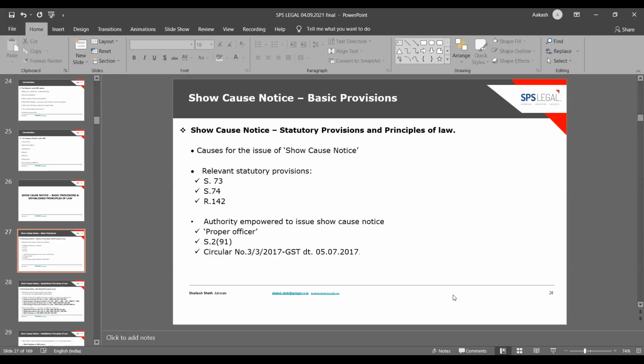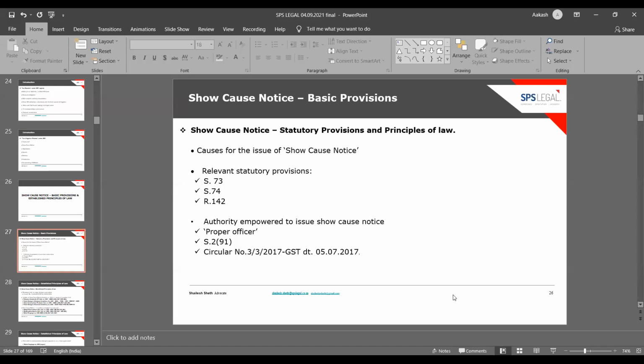Friends, for the show cause notice, the basic provisions are contained in Section 73 and Section 74. Rule 142 lays down the process. Basically, it is a machinery provision. Section 73 and 74 are the only two provisions, I repeat, only two, which provide for the issue of the show cause notice if any tax is short paid or not paid, or refund erroneously granted, or ITC is wrongly availed or wrongly utilized. The discussion which will now follow will be in the context of these two provisions, including Rule 142.